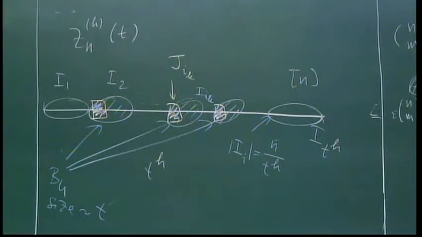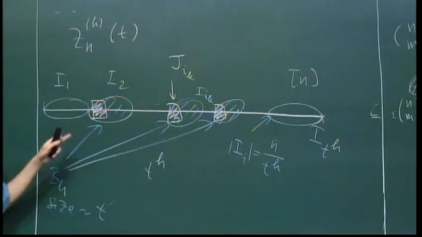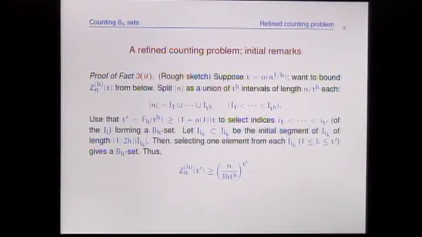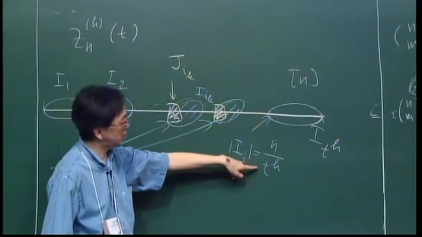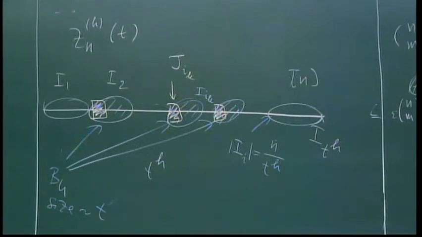So this means, but how much? Well, I have T places to choose from, and each lets me have, well, n over 2h or 3h T to the h. Remember, all these intervals had size n over T to the h. I divided by 2h or 3h. Maybe I changed my mind at some point.